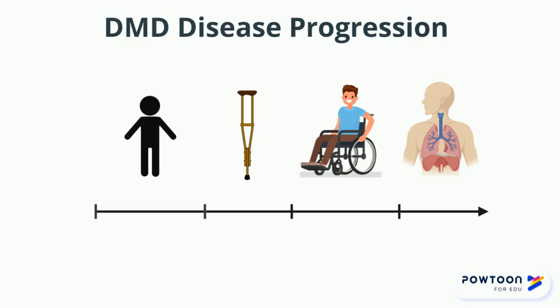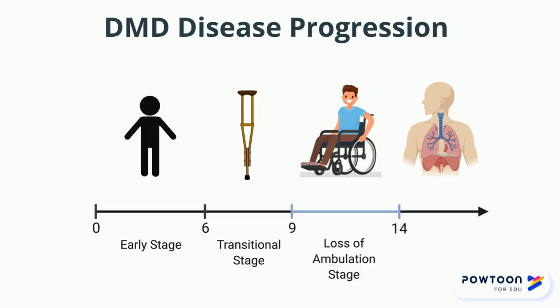What does this look like in DMD patients? From newborns to children of about 6 constitutes the early stage. In this stage, early symptoms occur, such as slower development in motor skills. Diagnosis usually occurs in this phase. The second stage is the transitional stage. The muscles will continue to weaken, and the child will likely start using additional support, such as leg braces and crutches. The third stage is the loss of ambulation stage.